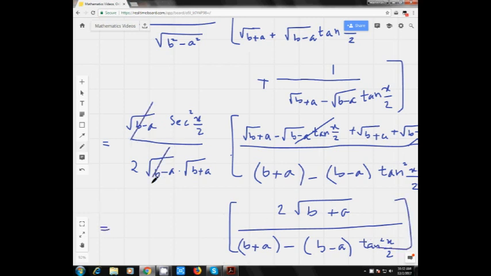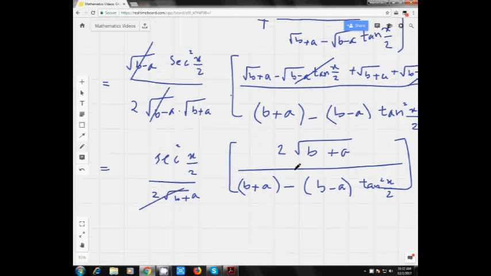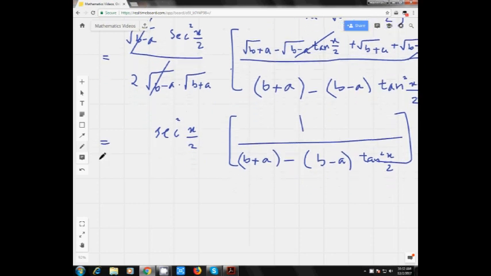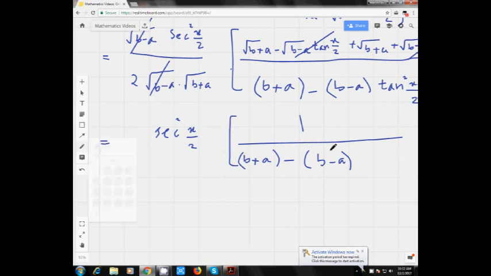Here square root b minus a and square root b minus a are simply cancelled, and we have secant square x by 2 whole divided by 2 square root b plus a. 2 square root b plus a and 2 square root b plus a, they simply cancel each other, and we have in the next step this expression. And here it is written tan square x by 2, which could also be written as sin square x by 2 divided by cos square x by 2.